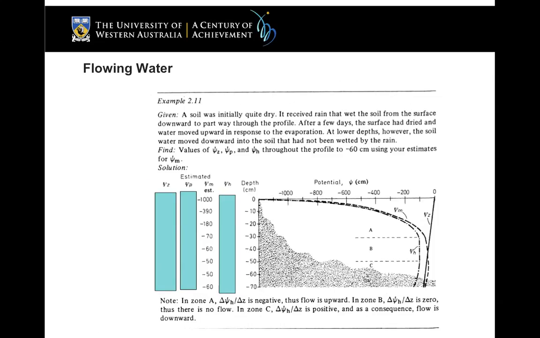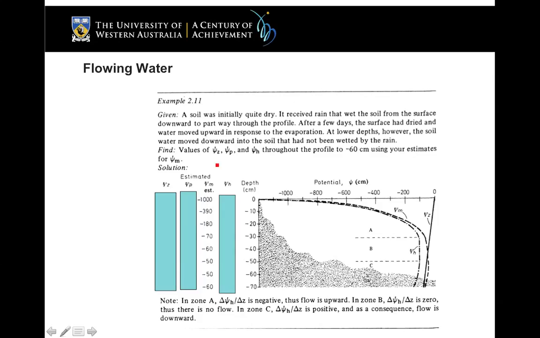Last example. Again, you can do these calculations. The soil is initially quite dry. It received rain that wet the soil from the surface partway through the profile. After a few days, the soil dries at the surface, probably, and water moves upwards in response to evaporation. But further down the profile, at lower depths, water is still moving down from that previous rainfall event.